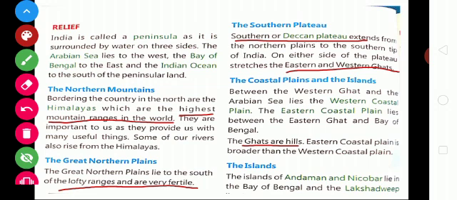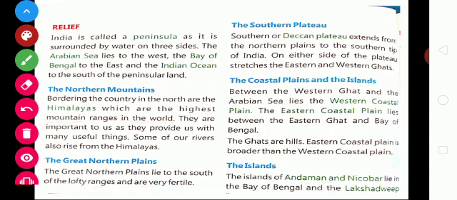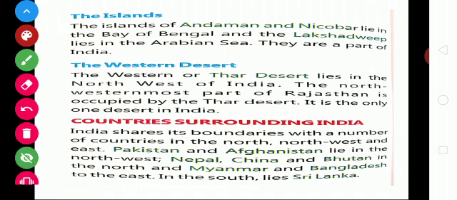Now the islands. The islands of Andaman and Nicobar lie in the Bay of Bengal. Underline this also. And the Lakshadweep islands lie in the Arabian Sea. They are a part of India. Yes, these are the islands of India: Andaman and Nicobar and Lakshadweep are part of India.